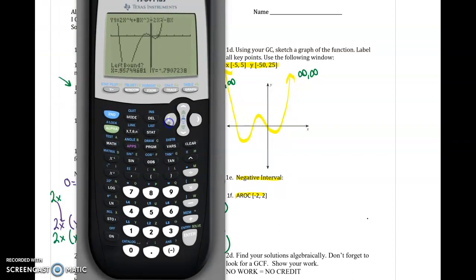So the first thing I do is I get my cursor close to where I think that x-intercept is, that zero. And once I get my cursor there, for left bound, I hit the arrow a couple of times to the left, 2 or 3 times. Once I do that, I hit enter, and then I go back to where I think that x-intercept is, which is there. And then for right bound, I hit the right arrow a couple times, enter, and then for guess, I hit enter one more time, and I've got my zero. So I'm going to go ahead and write that down, (1, 0).